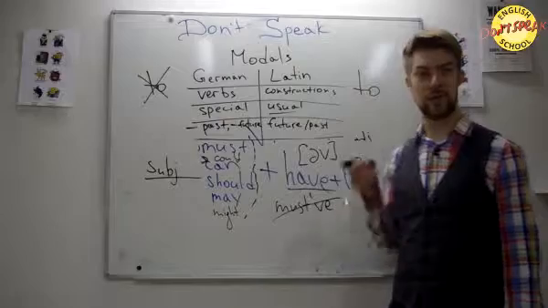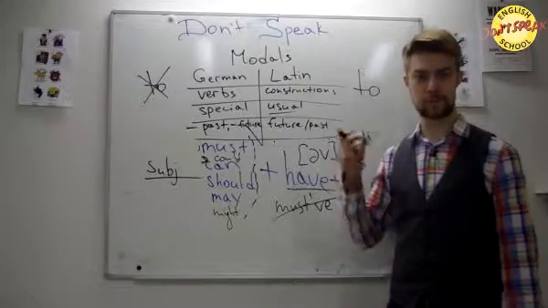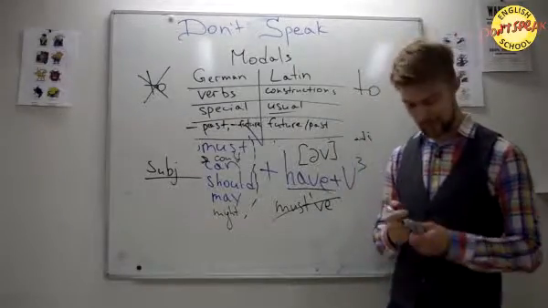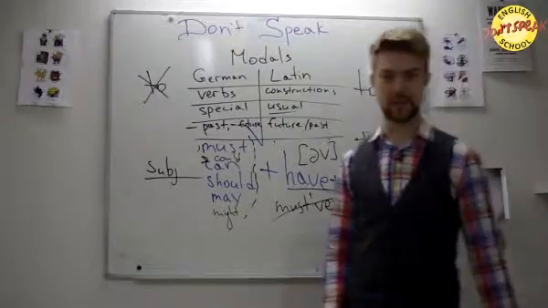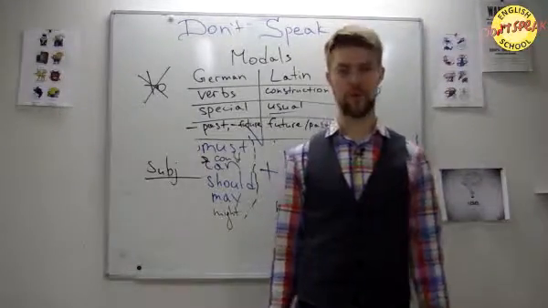So it sounds like Russian surnames: should have, could have, and must have. I hope that will help you to remember this. That's all about modal verbs and modal past.